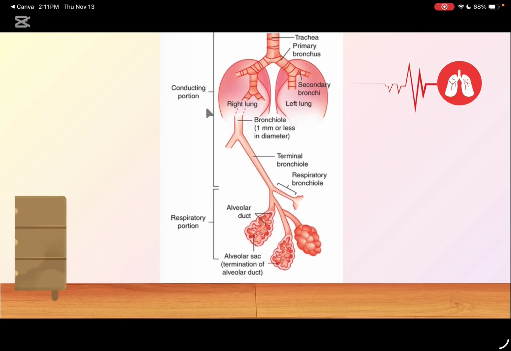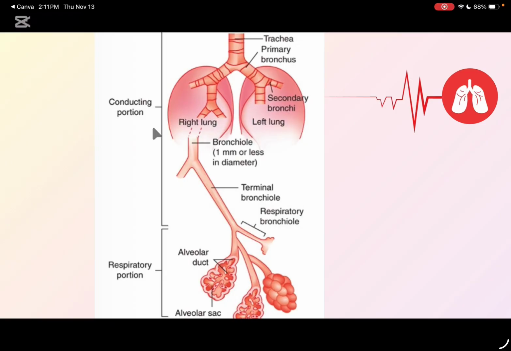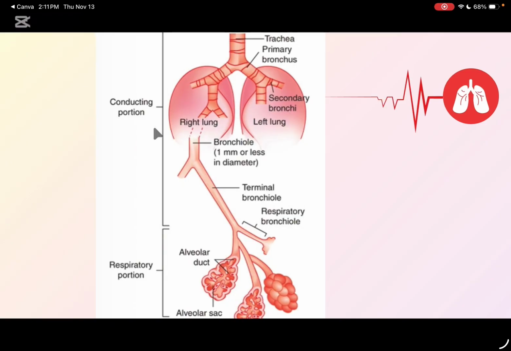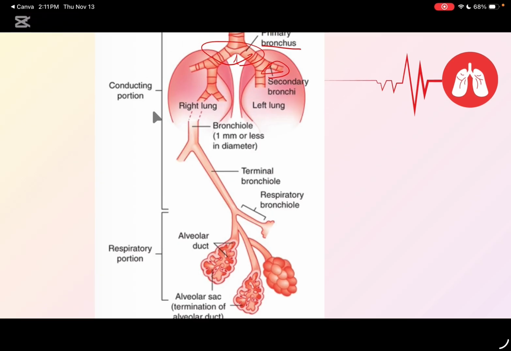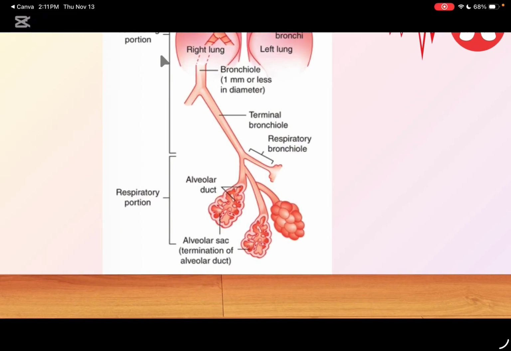and it's just responsible for gas exchange. Now, for the conducting portion, as you can see, here is the trachea and the primary bronchus, because there is the bifurcation of the trachea. Then it divides into secondary, and as we progressively keep on dividing, we get into terminal bronchioles and the respiratory bronchioles. The respiratory bronchiole is part of the respiratory portion, as its name says. And of course, it includes the alveolar duct and alveolar sac.